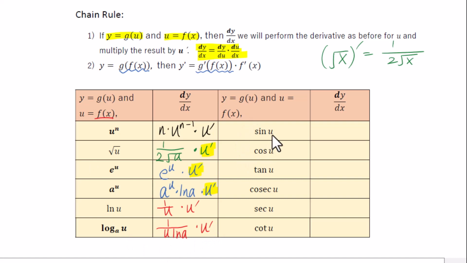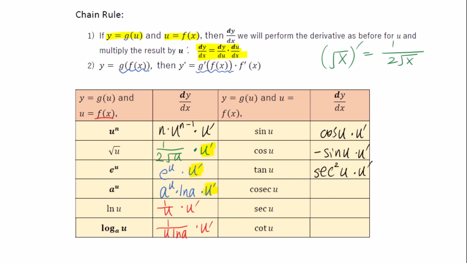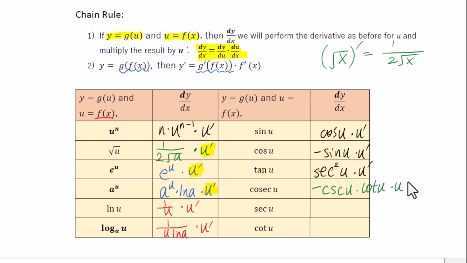For sine of u, the derivative will be cosine u times u prime. For cosine u, it will be negative sine u times u prime. For tangent u, it will be secant squared u times u prime. For cosecant u, when you take the derivative of a co-function, you will get negative cosecant u times cotangent u, then times u prime.